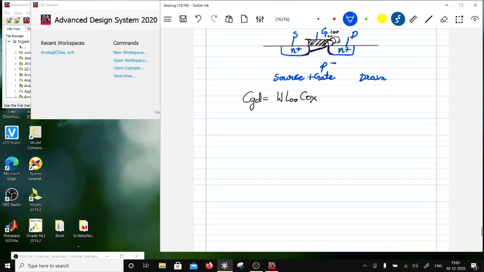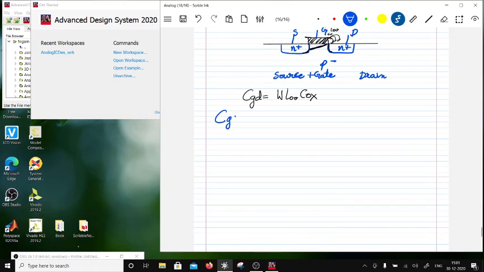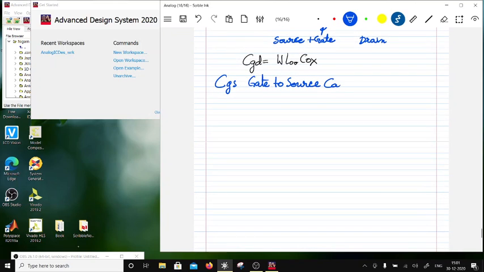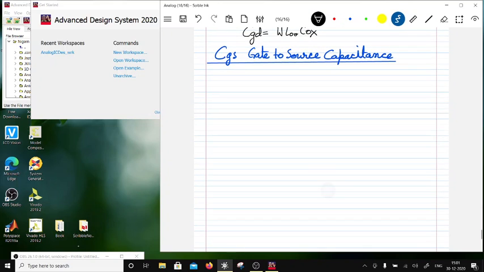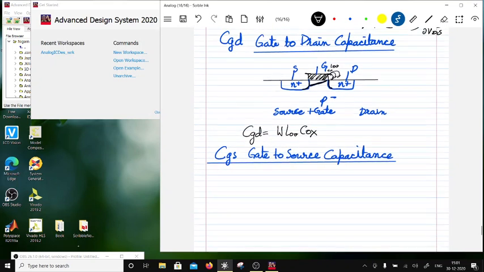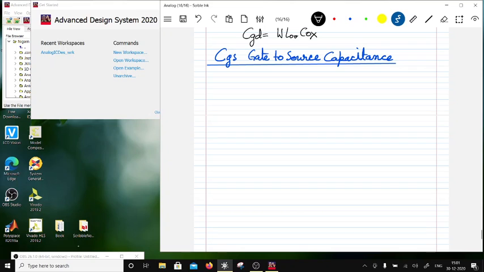Now comes to CGS, which is the gate to source capacitance. To find out CGS, there would be a component which is because of overlap, which will be very small, but besides that there would be another. So let me just draw this over here.